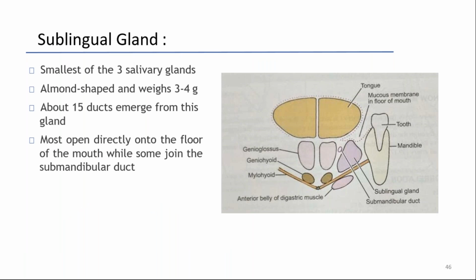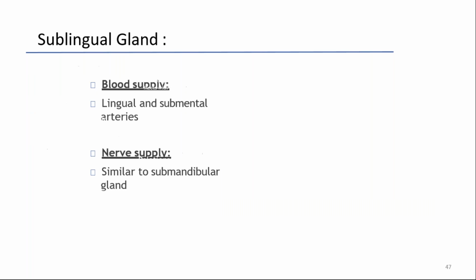Then comes the least common one, the sublingual gland. The sublingual gland has multiple ducts. About 15 ducts emerge from this gland at different sites. They are the smallest of the major salivary glands. They always open directly into the floor of the mouth. Coming to the blood supply and nerve supply: the lingual artery and submental arteries supply the sublingual gland. Nerve supply is similar to the submandibular gland.